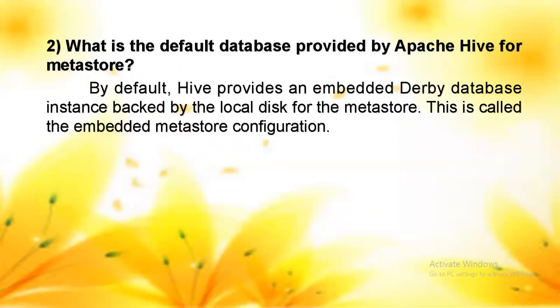Next, what is the default database provided by Apache Hive for Metastore? By default, Hive provides an embedded Derby database instance backed by the local disk for the Metastore. This is called the embedded Metastore configuration.